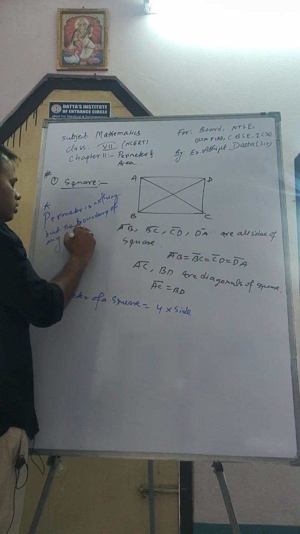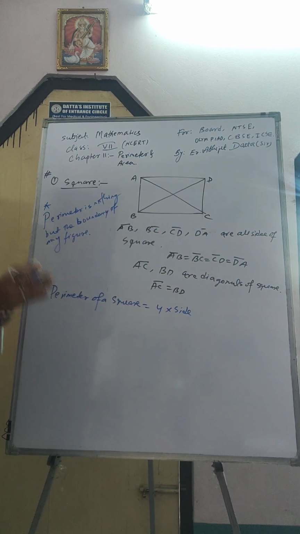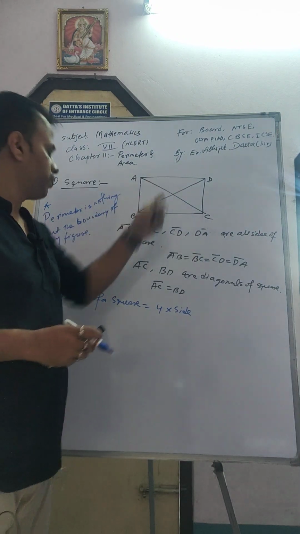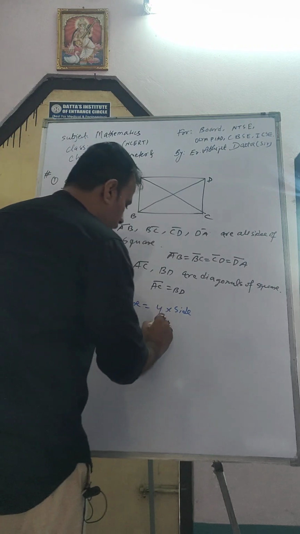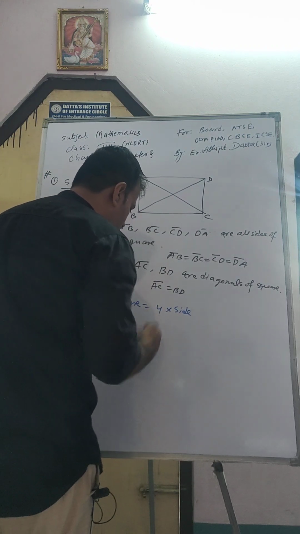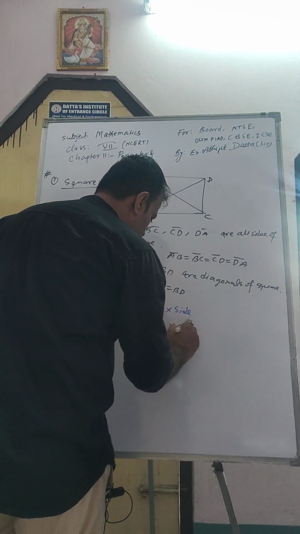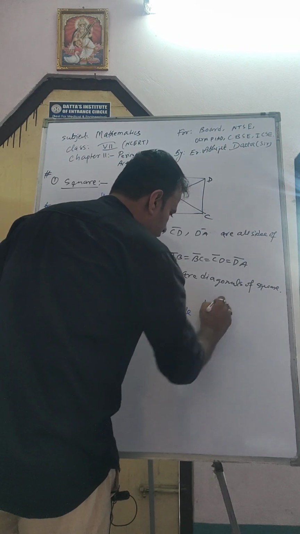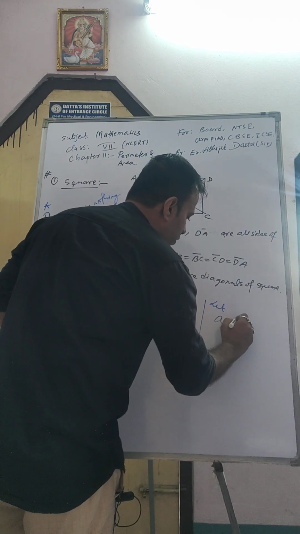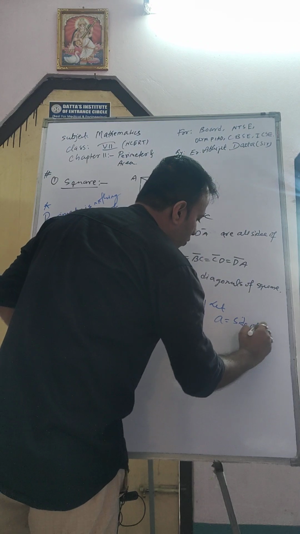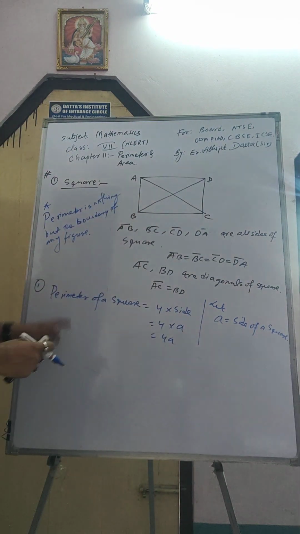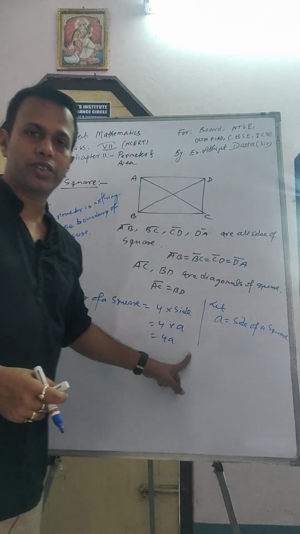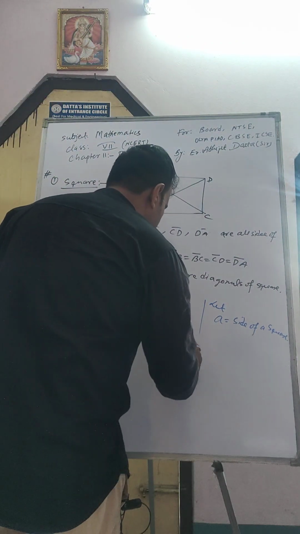It is just the boundaries, all sum. So if I take the side of the square as A, then it will be 4A. Here I take let A equal to the side of a square. So what is the perimeter of a square? It is 4 into A, that is 4 into side, units.